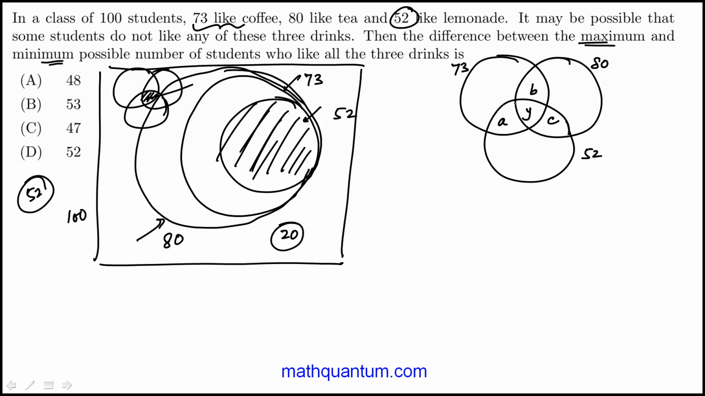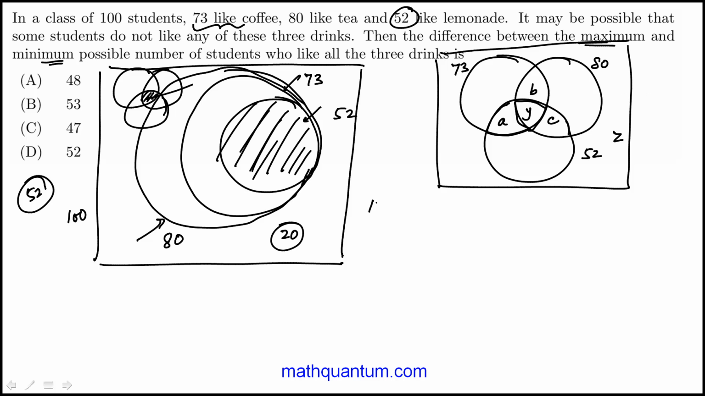So A is this region only. Whenever I label these, that represents only those regions. Y would be students who like all three drinks. And then outside this box, we have students who do not like any of these three drinks. So the condition is that all of these have to add up to 100.